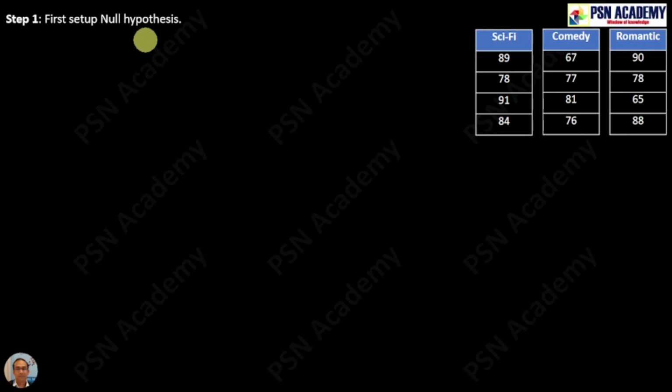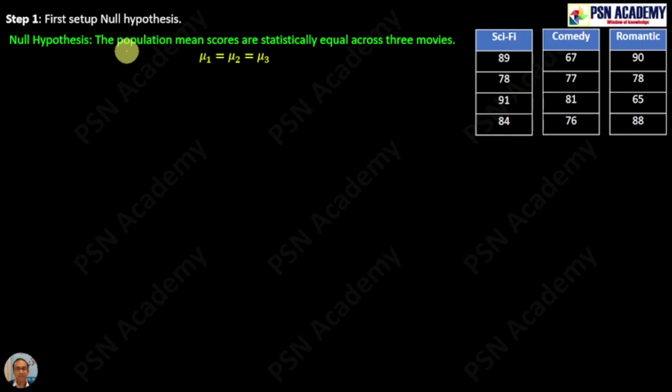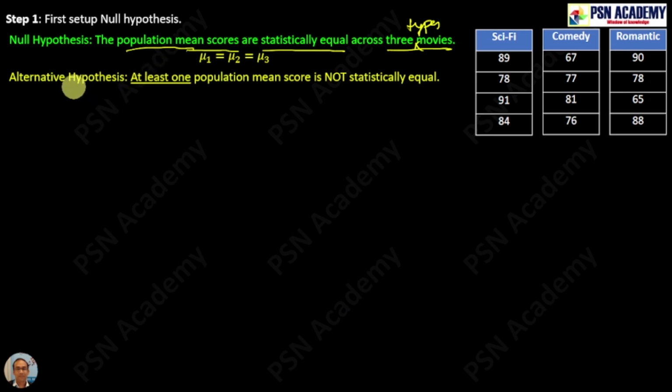So first, set up the null hypothesis. What will be our null hypothesis? The population mean scores are statistically equal across all the 3 types of movies, right? So you say that mu1 is equal to mu2 is equal to mu3. So this is our null hypothesis. Clear? And the alternative hypothesis will be that at least one population mean score is not statistically equal. That means it may happen that mu1 is equal to mu2, but it is not equal to mu3, or it may happen that these two are equal, but this is not equal. So if any one of these means is different from the other two means, then your null hypothesis fails and you should reject the null hypothesis.